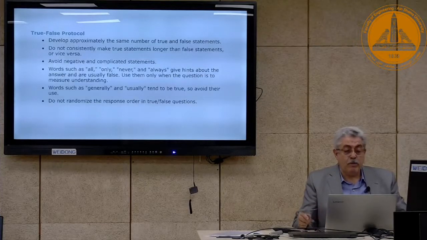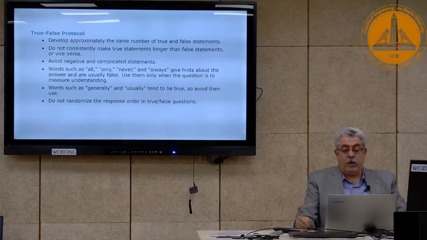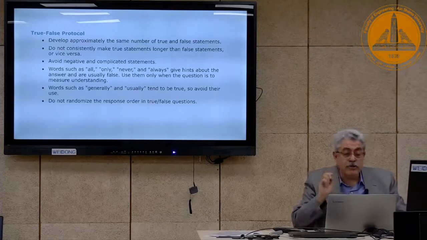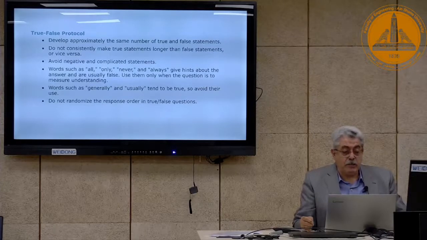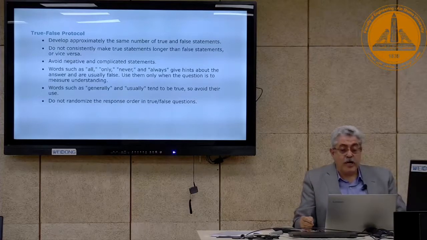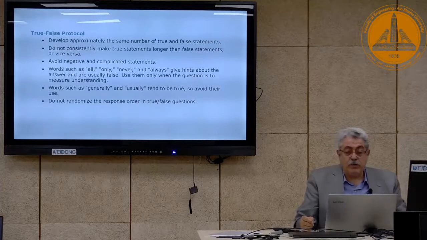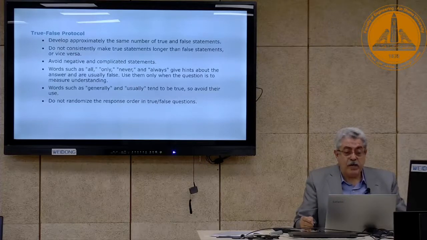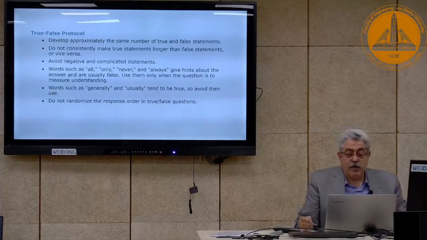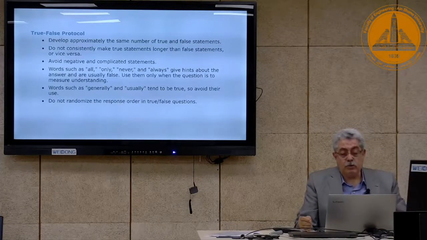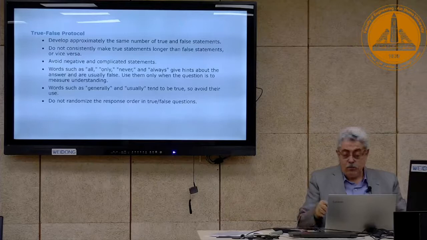True-false protocol. Develop approximately the same number of true and false statements. Don't consistently make true statements longer than false statements or vice versa. Avoid negative and complicated statements. Words such as all, only, never, and always give hints about the answers and are usually false. Use them only when the question is to measure understanding. Words such as generally and usually tend to be true, so avoid their use. Don't randomize the response order in true-false questions.